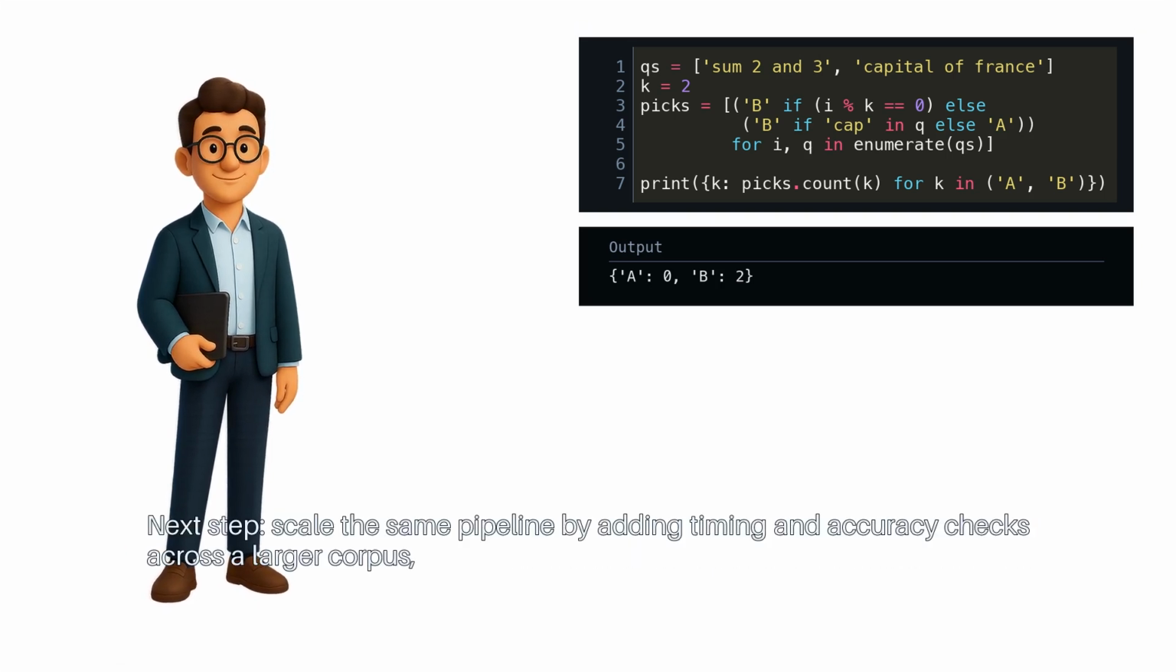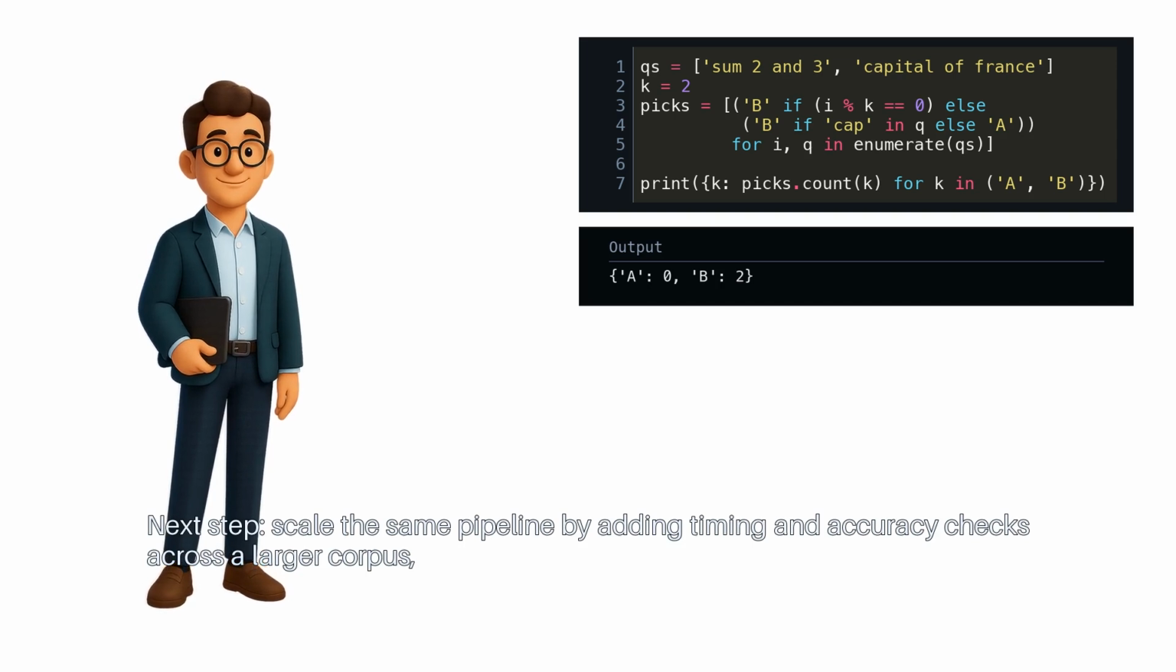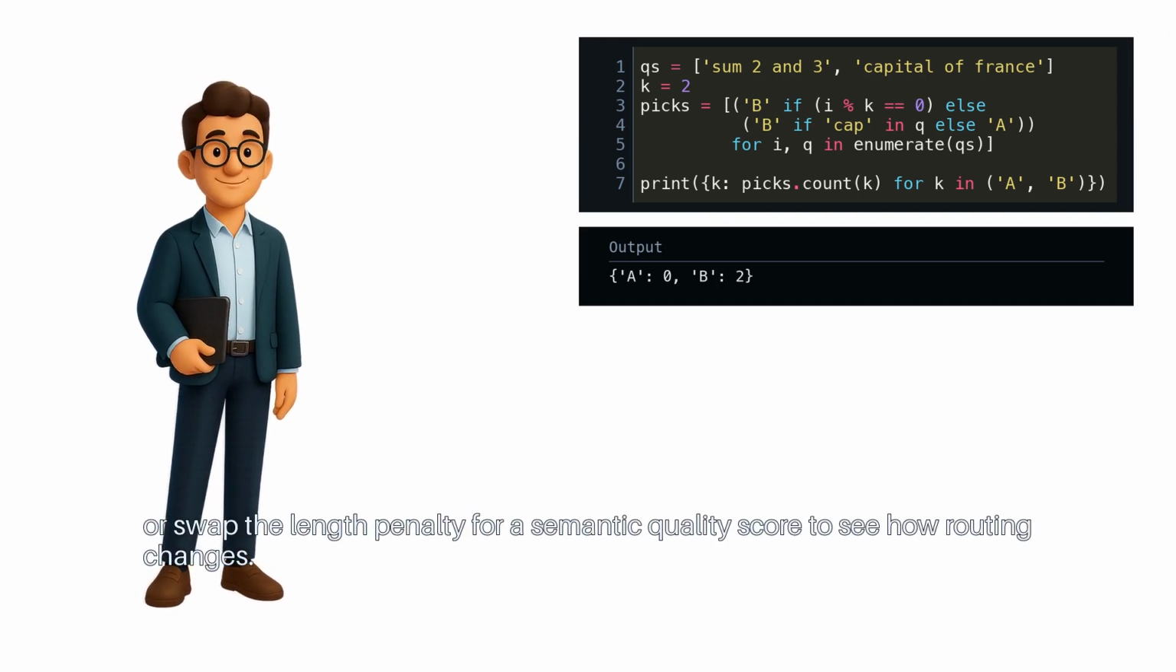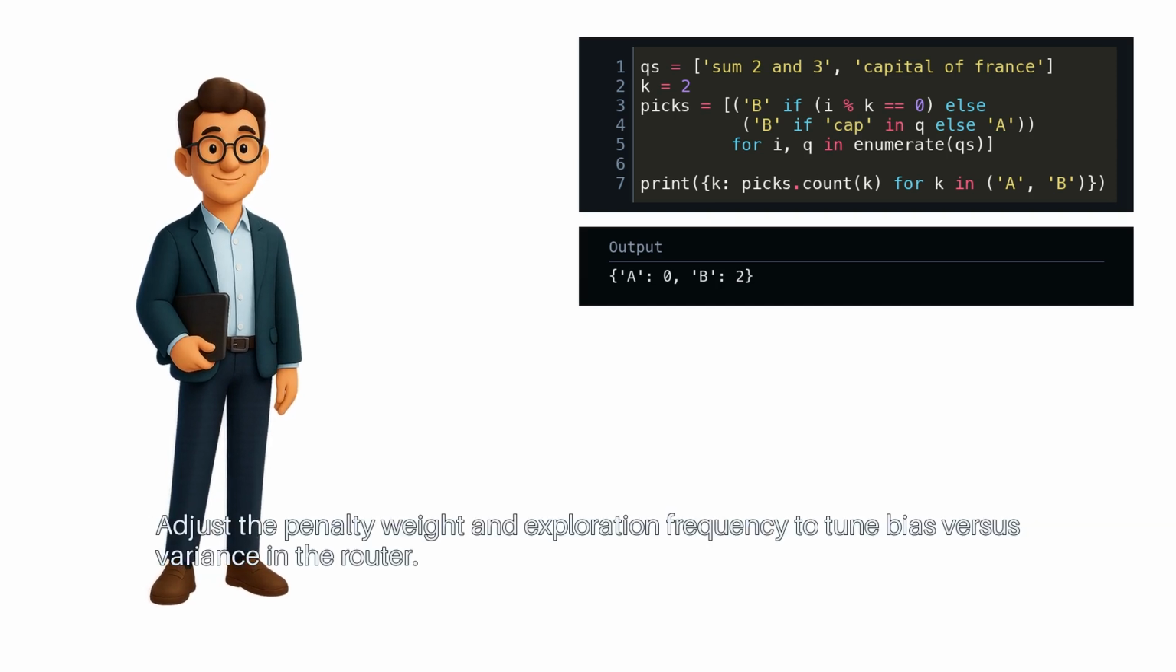Next step, scale the same pipeline by adding timing and accuracy checks across a larger corpus. Or swap the length penalty for a semantic quality score to see how routing changes. Adjust the penalty weight and exploration frequency to tune bias versus variance in the router.